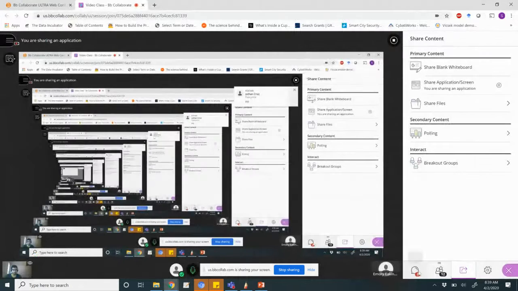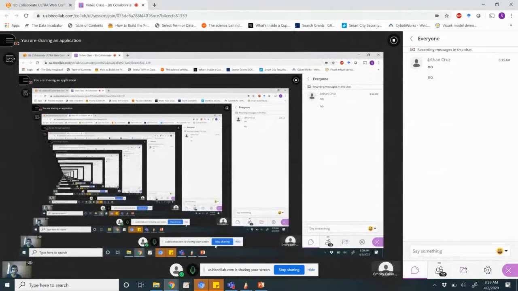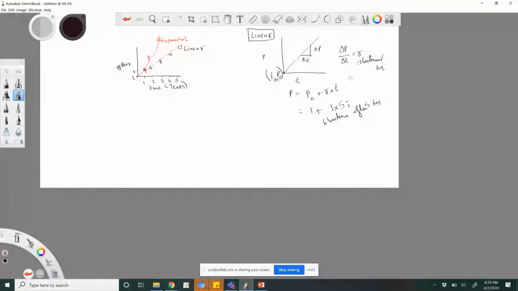So is P0 in the equation that you just did 1 in that case? Yes. So I just took an example where, let's say I had bacteria and I had one bacterium to start off with. Okay, I see.